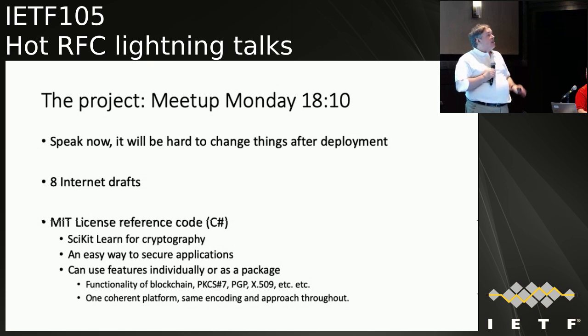And the objective here is to provide people with kind of like a scikit-learn for cryptography. If you look at the advance in AI that's happened over the past 10 years, that happened after the AI people made it really easy to add AI into applications with things like pandas and scikit-learn. So the reference code is an attempt to do that. It's the same thing for cryptography. And you've got all the same goodness of blockchain, PKCS7, PGP, X509, and so on, but in a much smaller library. Because if you make all the systems use the same unified approach, you can get rid of a lot of code. I've got rid of two thirds of the code over the past two years.